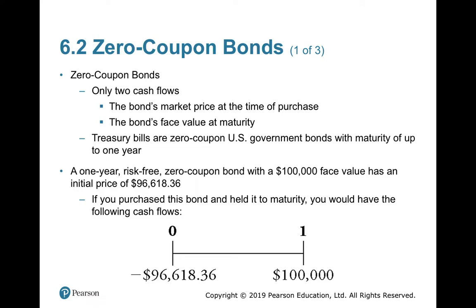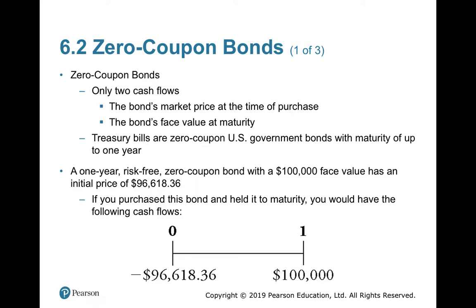So the bond's market price at the time of purchase is at a very high discount, so it is also known as a deep discount bond. Zero coupon bonds are also known as deep discount bonds because the bond is issued at a high discount. The bond's face value at maturity is paid by the company to the bondholders. You can see the example of cash flow down.